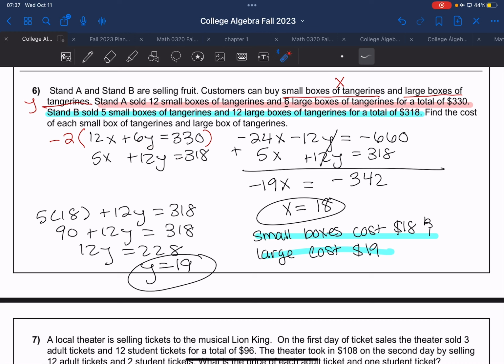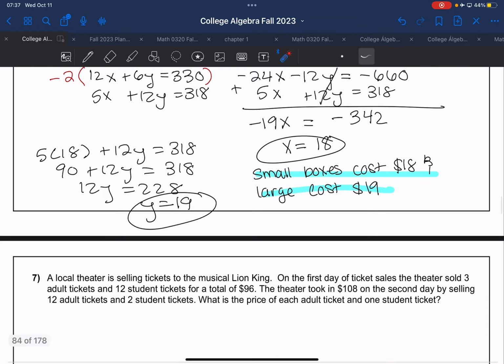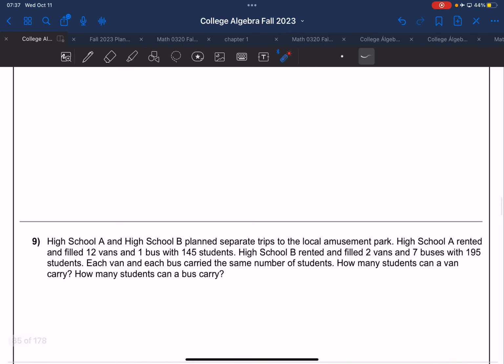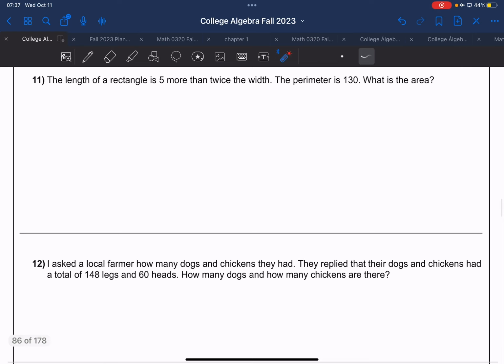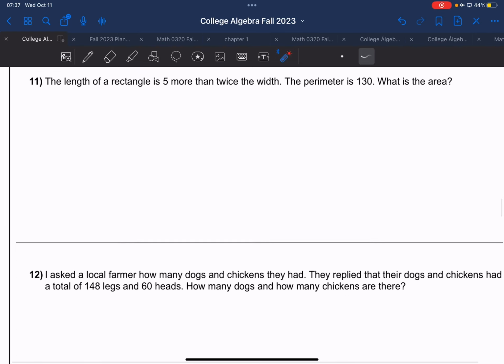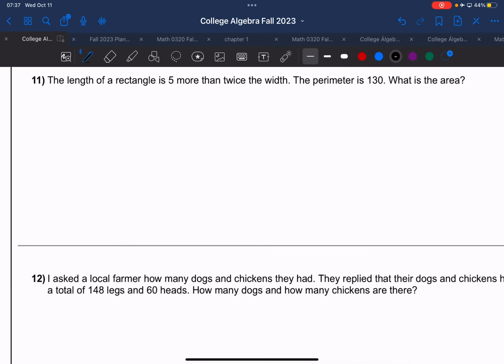Okay, let's look at number 11. And there's a reason why I'm skipping around, just so you know. These may or may not be on the exam.